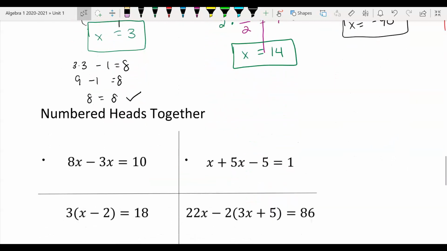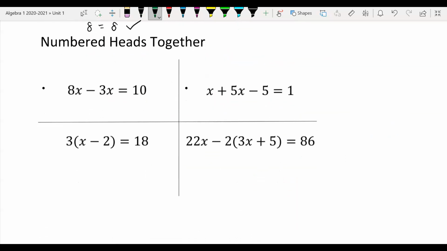And lastly, we're going to try a little bit harder. So this first problem, if you know this, the left-hand side has 8x and negative 3x. Well, they both have an x in them, a single x, so I'm going to combine them. We're going to combine like terms. So this is going to become 5x because 8 minus 3 is 5, and I still have that x there. Now how would you solve it? This is like what we did in the very beginning. I would divide by 5 and get x equals 2.